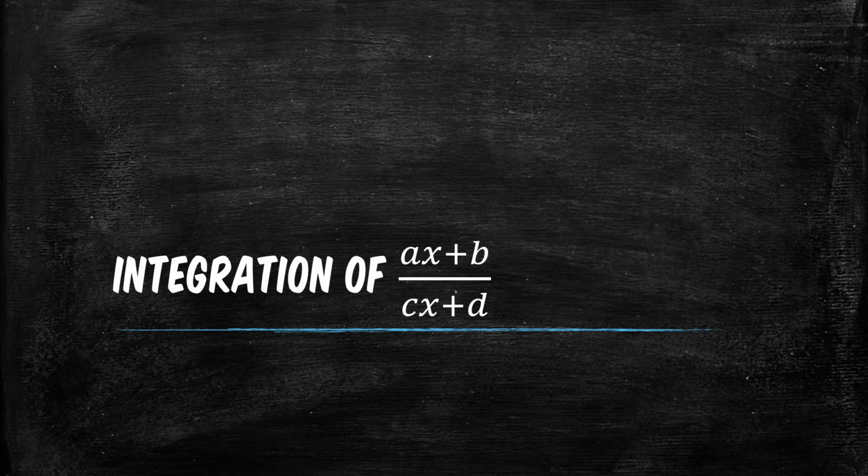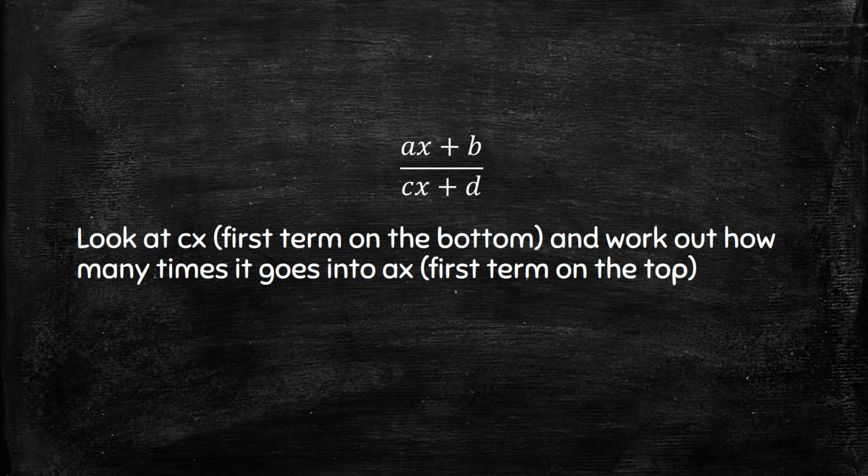So here we're looking at the integration of (ax + b) over (cx + d). The key thing is that there's an x on the top line and also an x on the bottom line, or the denominator. The main thing here is you look at the cx on the denominator and work out how many times it goes into the ax on the top line, or the numerator. And we can do this by looking at some examples.